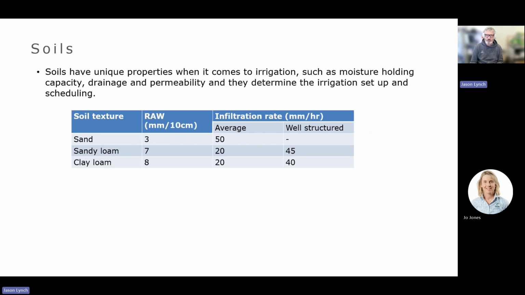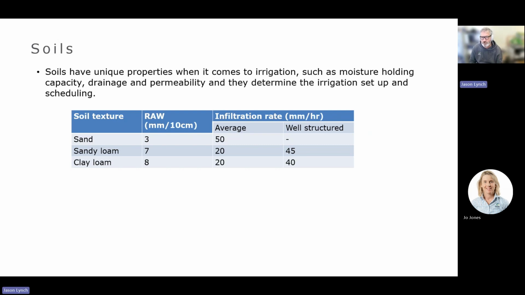Obviously, on a sandy soil, we need to irrigate on a very frequent basis because the soils just don't hold enough moisture. Whereas on a clay loam, we might be talking about larger volumes being applied, but on a less frequent basis compared to a sandy soil.